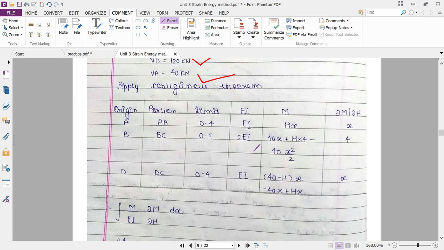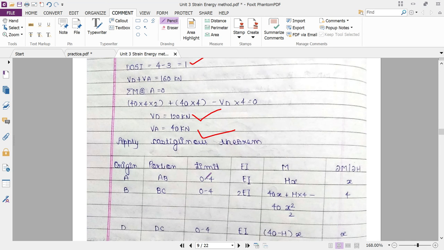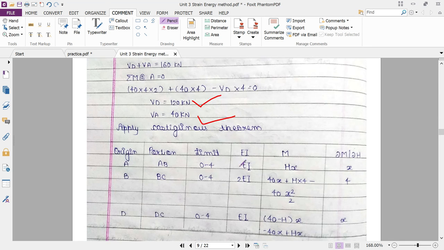Now apply Castigliano's theorem. We'll consider the origin as A. Now mark the section here. Here you need to mark only one section, because why? Here the point load, that is a horizontal thrust load, is acting on the nodal point, not at the center. So therefore only one section is sufficient. So here AB is the portion, limit is 0 to 4, and EI is EI.